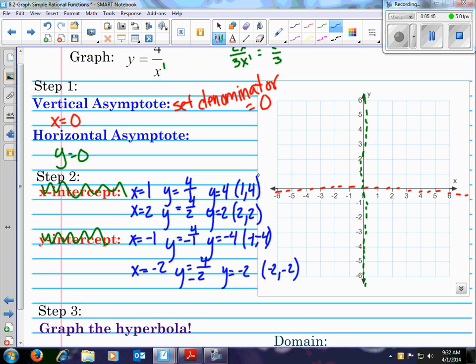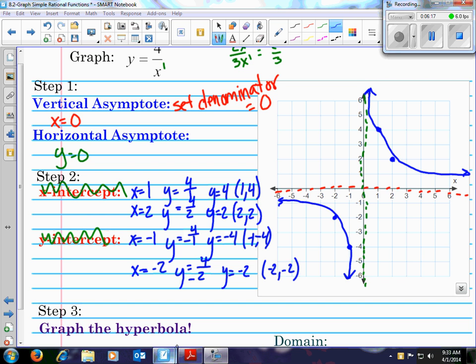So I have the point (1, 4). So 1, 1, 2, 3, 4. Here, (2, 2). And then I have (-1, -4) and (-2, -2). And then I know the general shape of my hyperbola, so I'm going to go up that way and down this way. And same with this side. It's going to go like this.